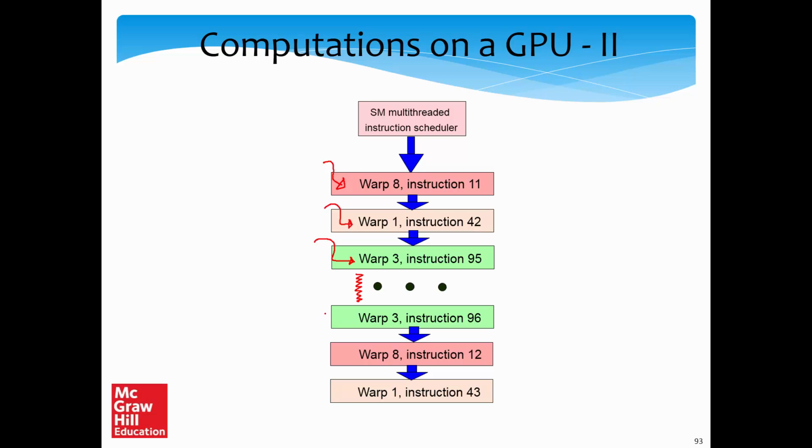So after that, let's say it comes back and chooses warp 3 again. In this case, since it has already executed instruction 95, it will start with instruction number 96 and execute 96 fully. And then again the GPU might decide to go back to warp number 8, and since instruction 11 was executed, it will execute instruction number 12. Finally, it might decide to again look at warp number 1, and since instruction 42 was executed, it will now execute instruction 43.